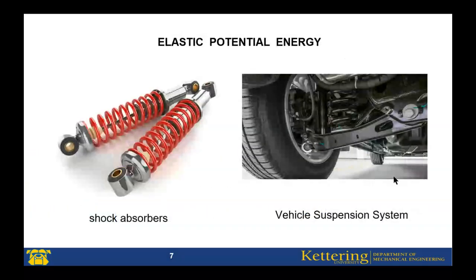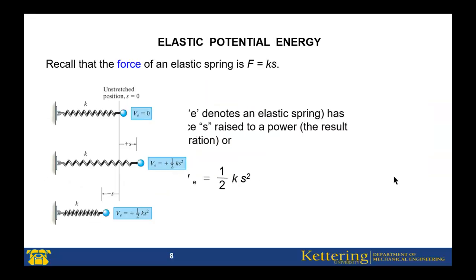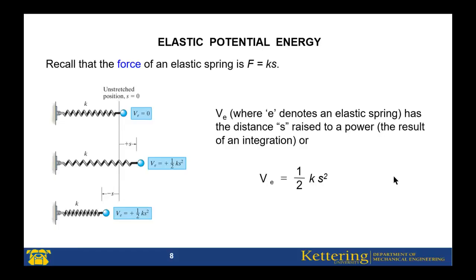This is the explanation. Also for elastic potential energy, one example is shock absorbers, which are used for vehicle suspension systems. And these have a potential energy. How can we find that? Using this equation. To find the elastic potential energy, such as for shock absorbers, we will use Ve. E is coming from elastic.